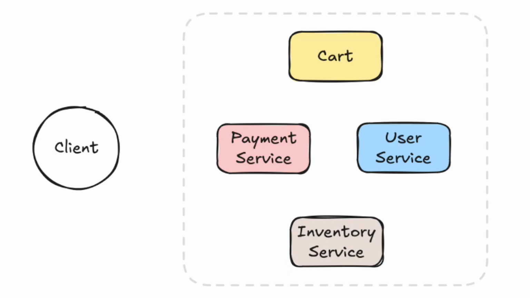For instance, when a client wants to pay for an order, he sends a request to the payment service, and the payment service needs to get information about the user, retrieve the items from the cart, check with the inventory service if there is enough stock, and finally process the payment.